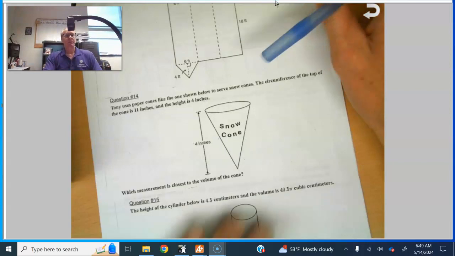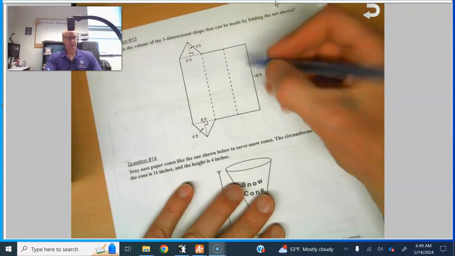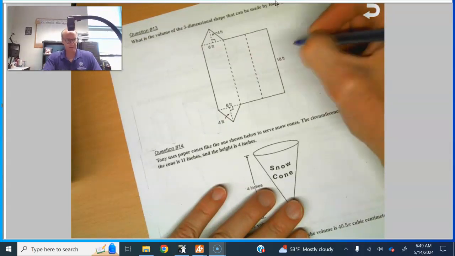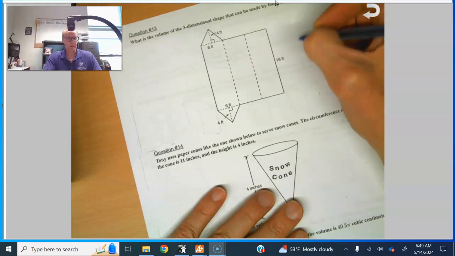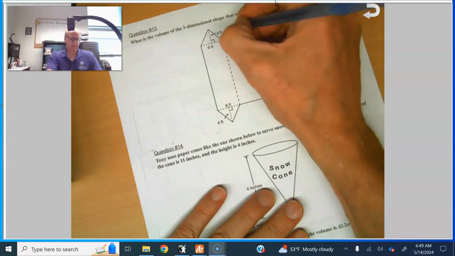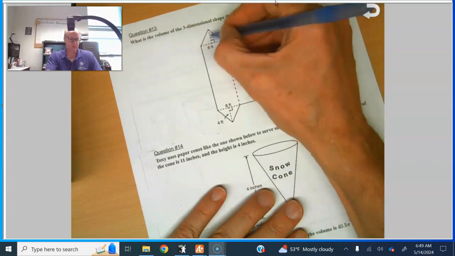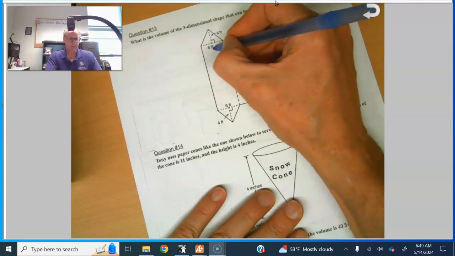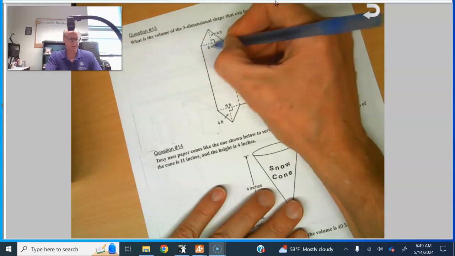All right, the problem with triangular prisms is that there are 2 kinds of bases and there are 2 kinds of heights in this prism. First of all, this is the height of this triangle. This 6 feet is the base of this triangle.